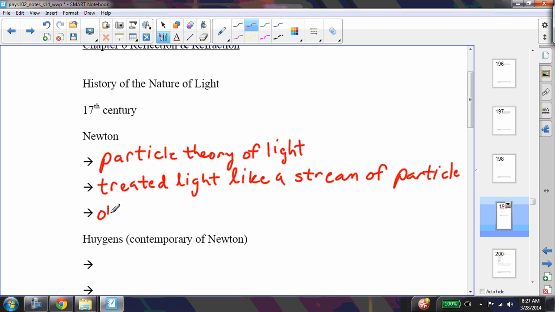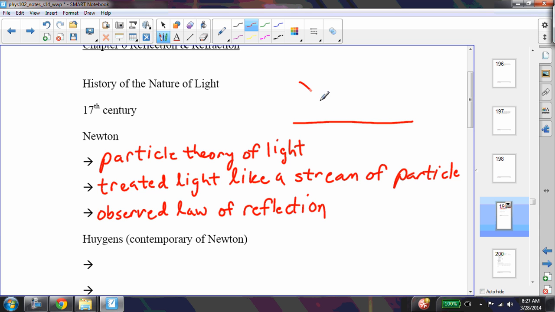So he observed the law of reflection, which is something that particles do. If you have a reflective surface and you shine a beam of light onto that surface, that light will reflect off. The law of reflection says that the incident angle is equal to the reflected angle. That is the law of reflection, that these two angles are always equal. And that's true with light, but it's also true with particles.